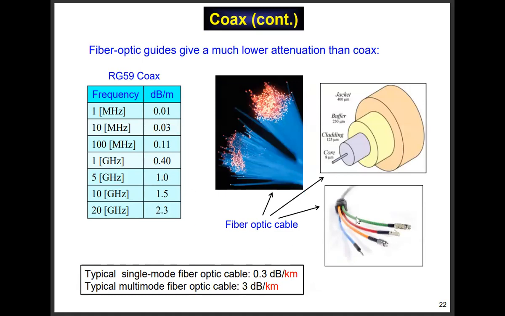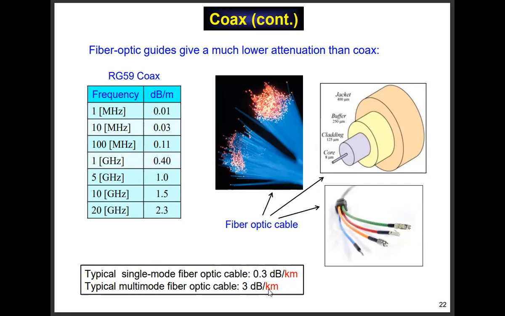Here are some pretty pictures of a fiber optic cable, and we'll talk about it more later. But I just want to point out that the loss in a fiber optic cable can be much less. There are two types of fiber optic cable: the single mode and the multi-mode. The single mode is the highest quality. I highlighted this in red because this table is dB per meter for the coax, while these are for the fiber optic cable, and they're dB per kilometer.